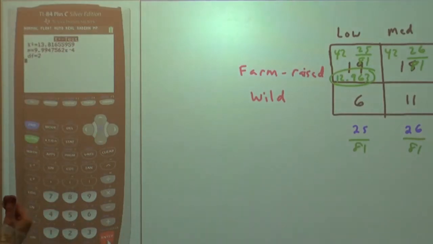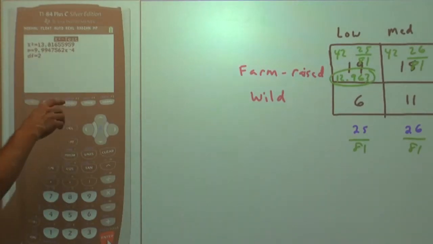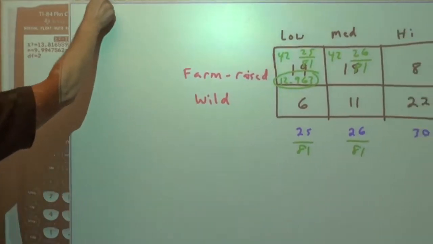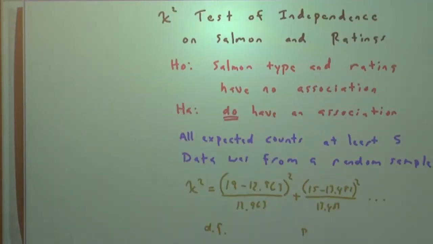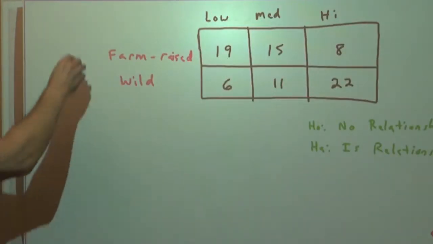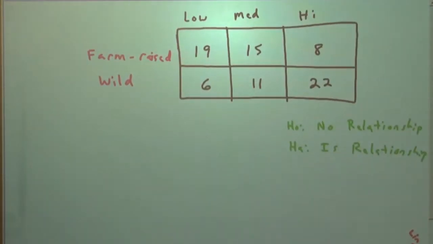So here we go. Our test statistic is 13.8. We get a very small p-value. So because the probability of a type 1 error is less than 0.05, we reject the null. So this is the test. A couple other things worth mentioning with the chi-squared goodness of fit.